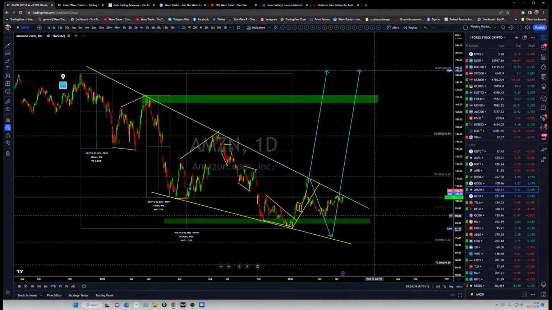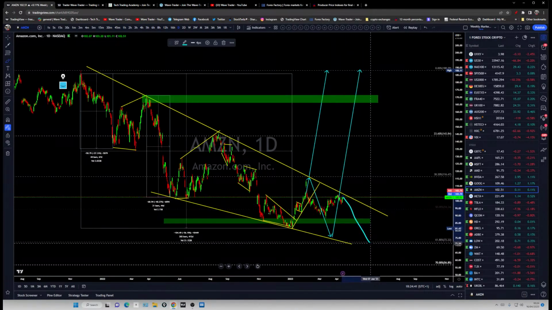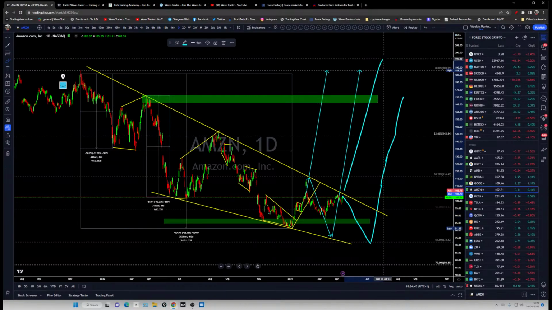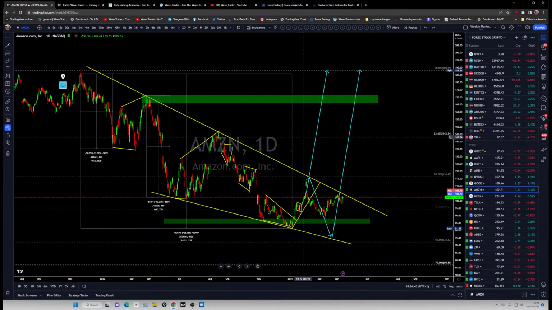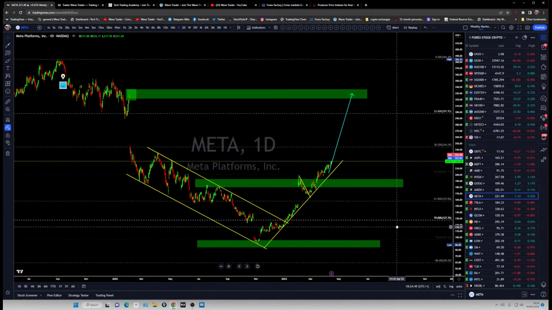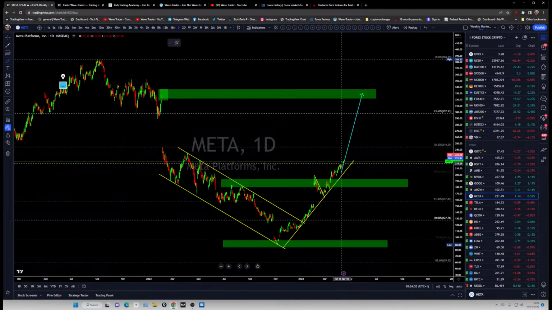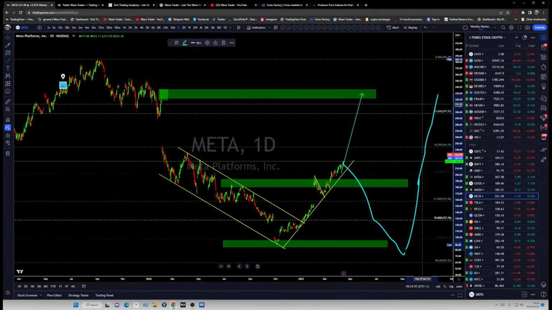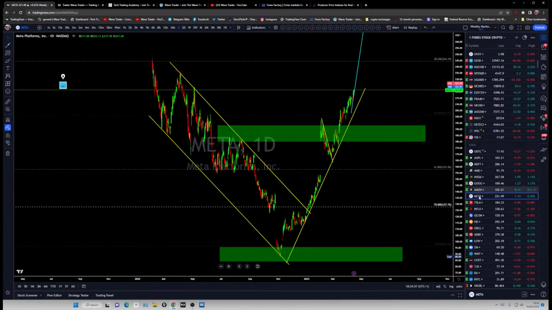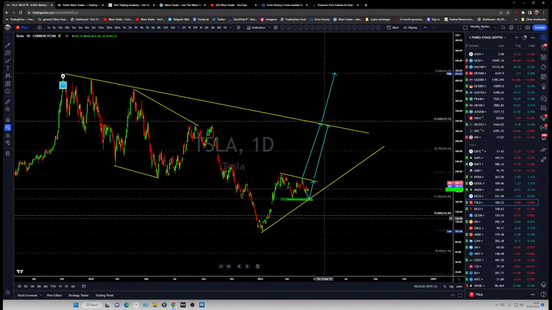Amazon is also the same. All right, so another leg lower can appear there like that. Meta is also the same. Meta has pushed more aggressively higher, but again, a very similar picture. We still may see another leg lower like that. Tesla is also the same, still may see another leg lower.